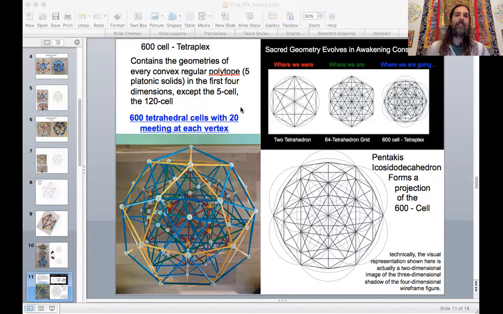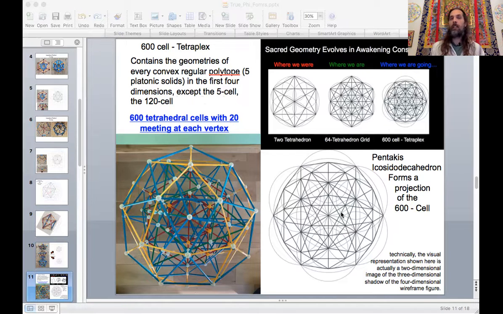Okay, so this is a 600 cell. The cool thing about this, what I was really excited about back in those previous videos, was that this contains the geometries of every convex regular polytope in the first 4 dimensions, meaning the 5 Platonic solids, because they're the regular polytopes. That's all of them except the 5 cell, which I believe is because this is made of tetrahedrons, 600 tetrahedral cells, and the 120 cell, which is the dual of this form.